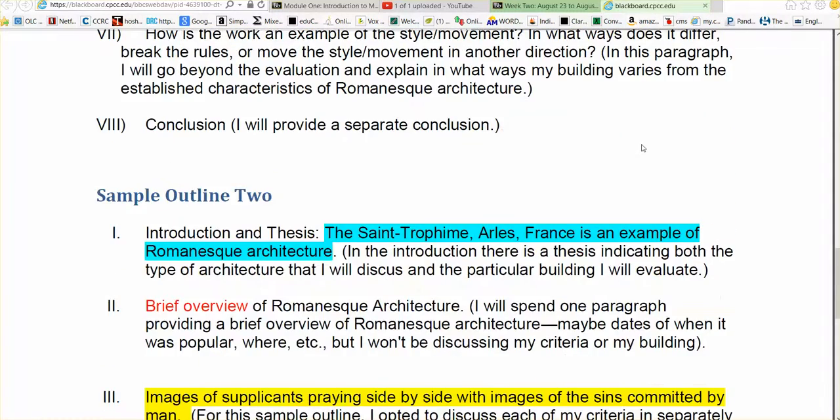So there are other ways you could do this, but this is a very short writing that you're doing. Either one of these outlines would work for you just fine.